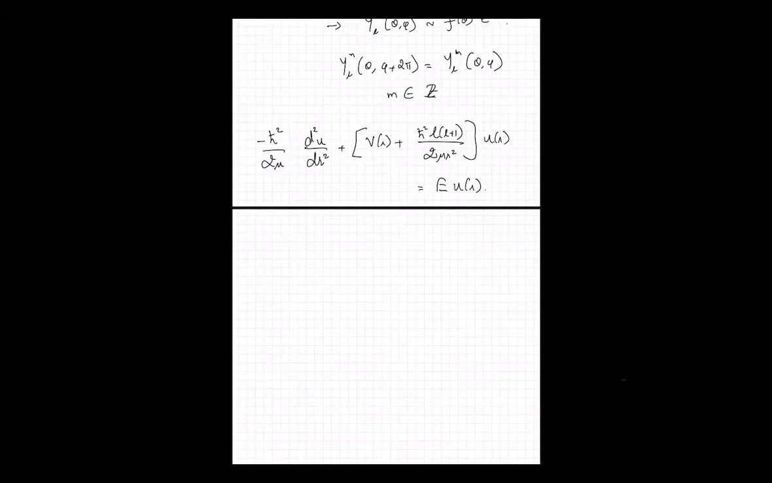Let me multiply through by 2 mu over h bar squared. So I have minus d squared u over dr squared, and my V of r in this case is minus Z e squared over r, the Coulomb potential. If I multiply by 2 mu over h bar squared, the h bar squared over 2 mu here simply cancels.